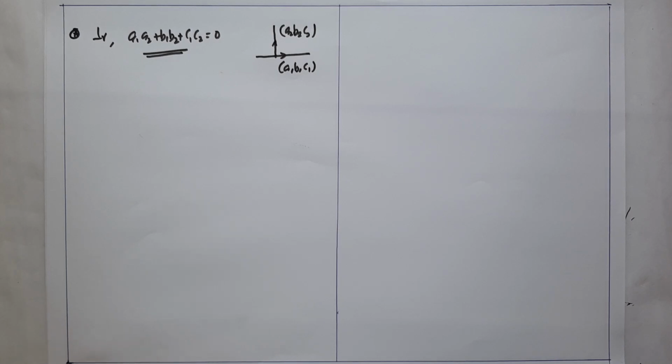If two vectors have direction ratios a1, b1, c1 and a2, b2, c2, and they are parallel, then the condition is a1 by a2 is equal to b1 by b2 is equal to c1 by c2. And if they are perpendicular, then the condition is a1 a2 plus b1 b2 plus c1 c2 is equal to 0. It's also a very important point.